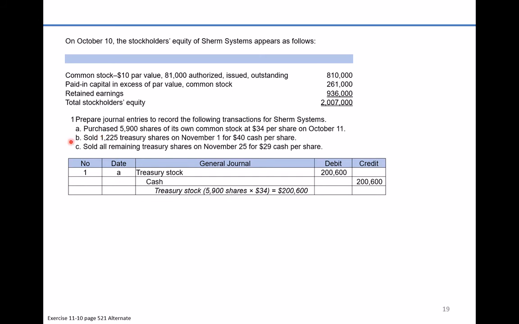Part B says we now are going to sell some of that stock that we previously bought back. Well, that's crazy. Why would a company do that? Well, companies tend to buy back stock for lots of reasons. One big reason is to kind of manipulate some of their earnings information. Their earnings per share number can change drastically if they buy back the number of shares outstanding.